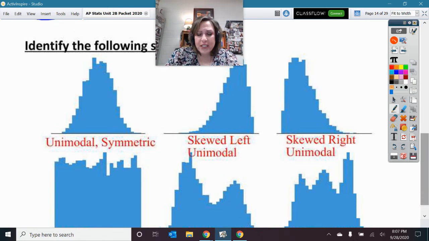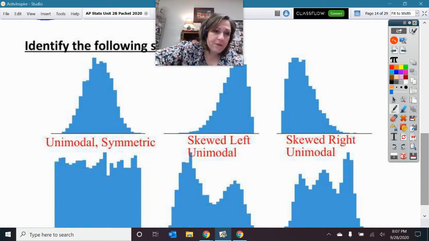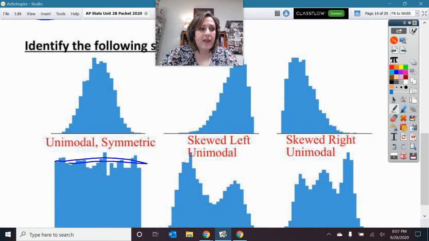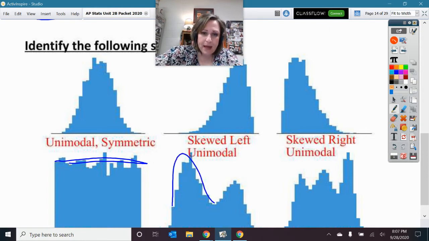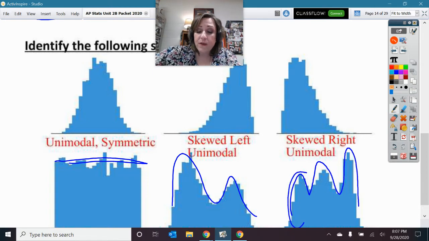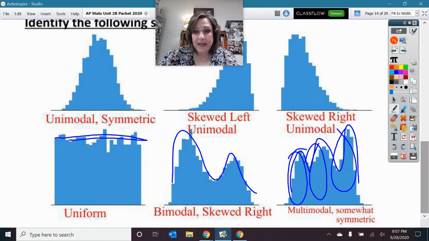So, I mean, it's not perfect. Real data is not perfect, but every section is about the same. So that is uniform. And then here we've got bimodal. This would be considered probably multimodal because we've got multiple sections of something happening here.